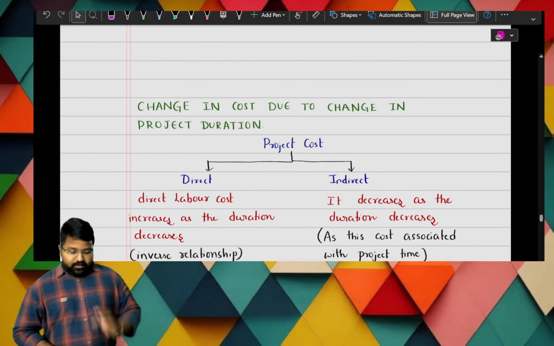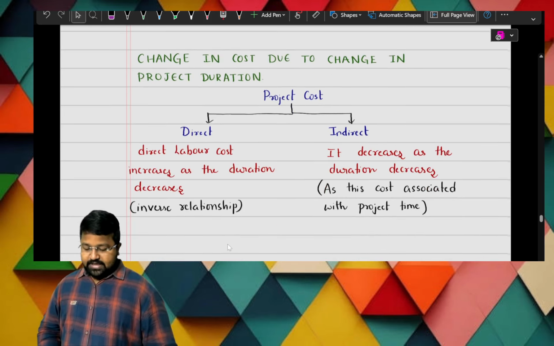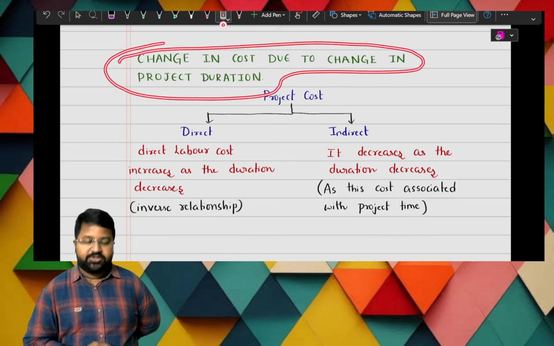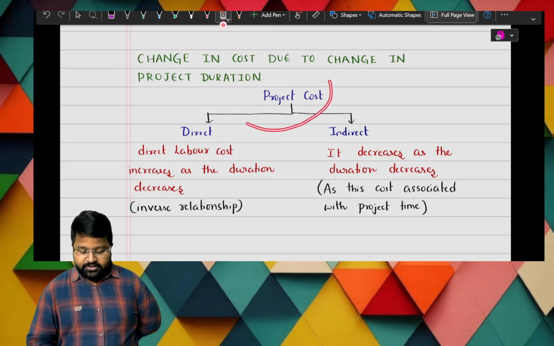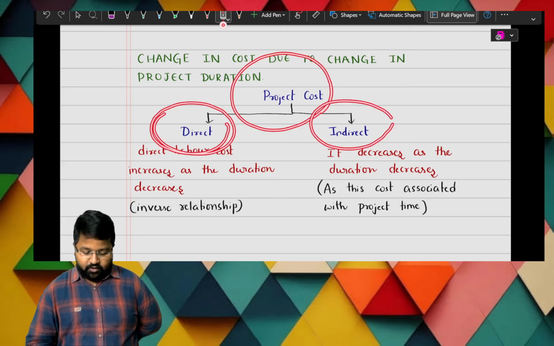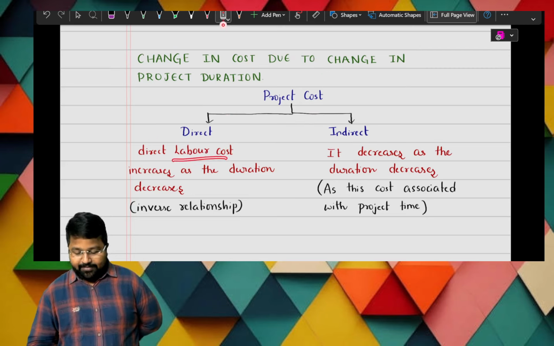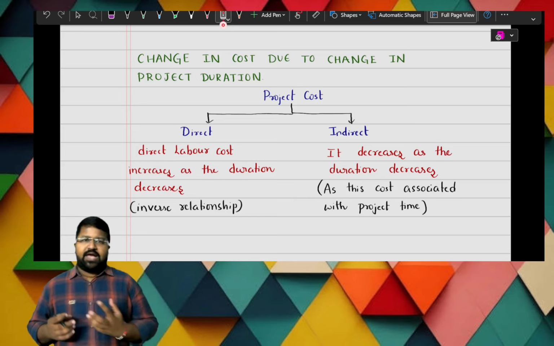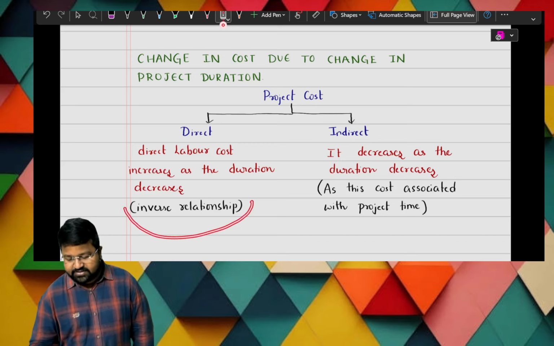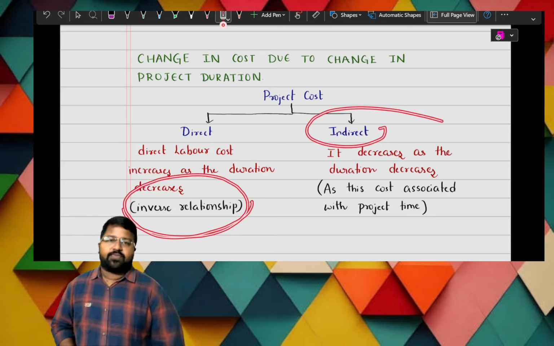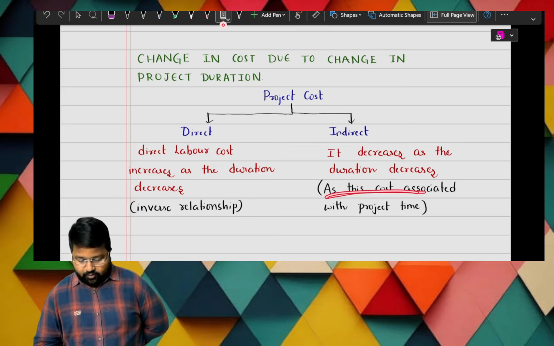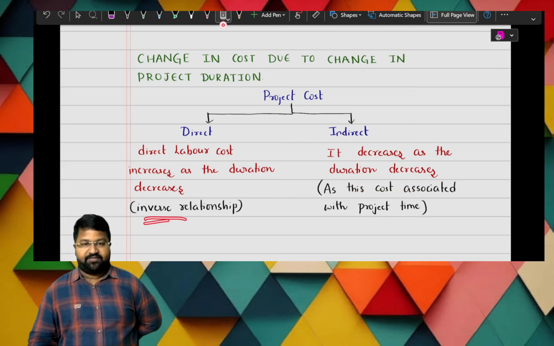I'm mentioning the same part in a summarized manner. Change in the cost due to change in the project duration. The project cost includes two parts: direct cost and indirect cost. Direct cost is nothing but labor cost. Direct labor cost increases as the duration decreases, an inverse relationship, as the laborers may charge more. And indirect cost decreases as the duration decreases, so there is a directly proportional relationship.